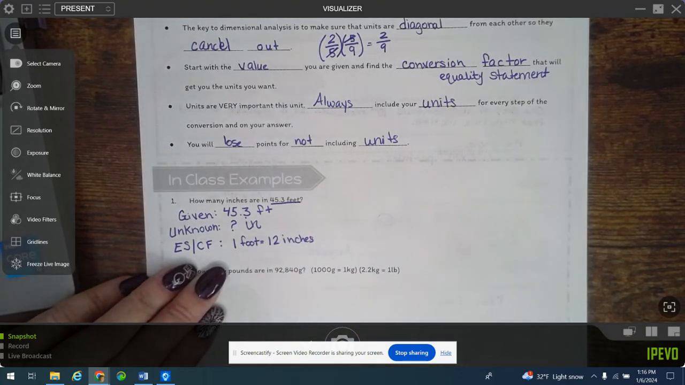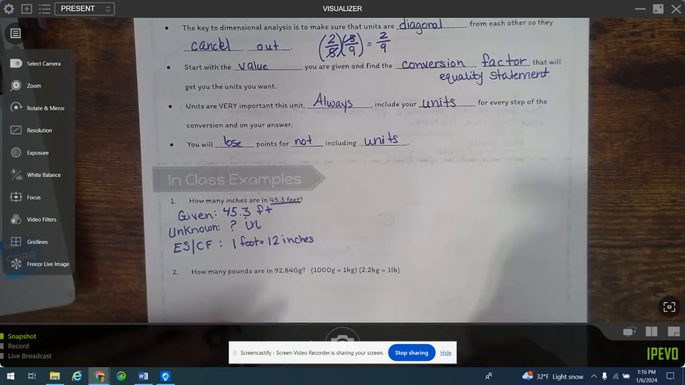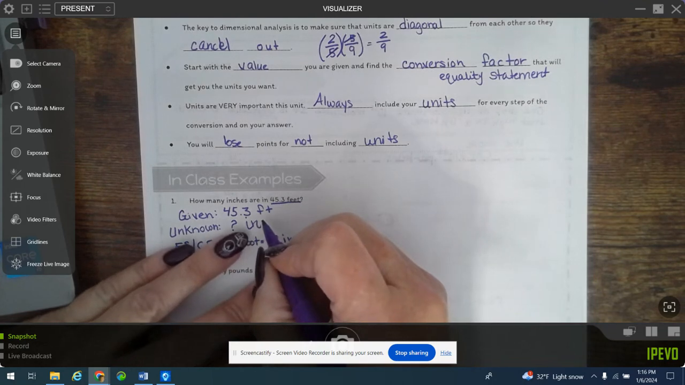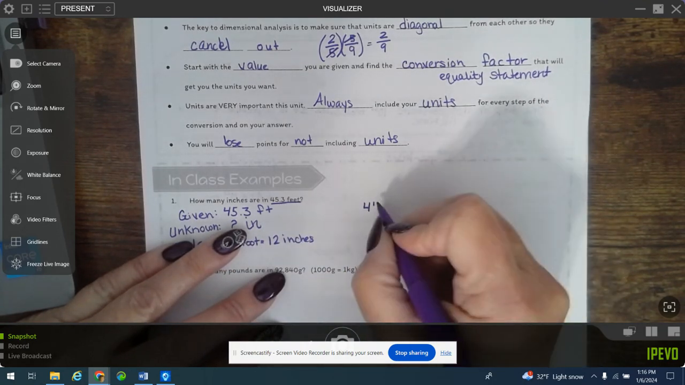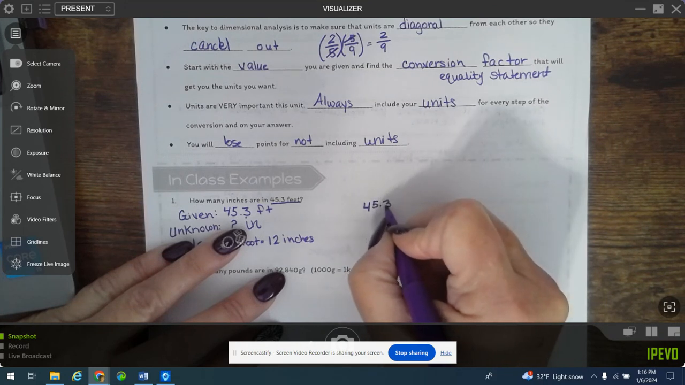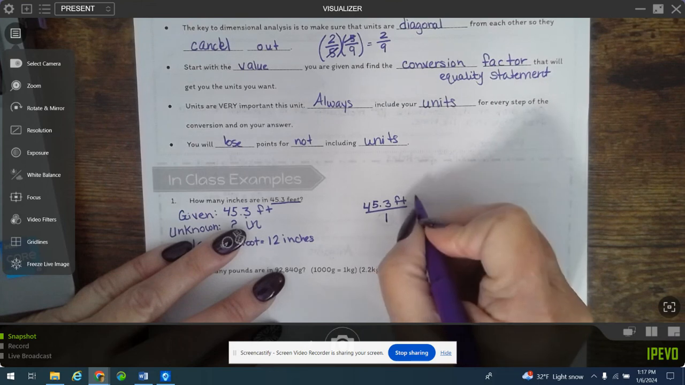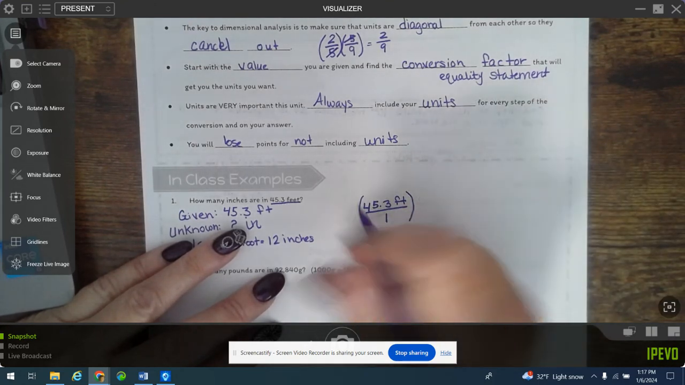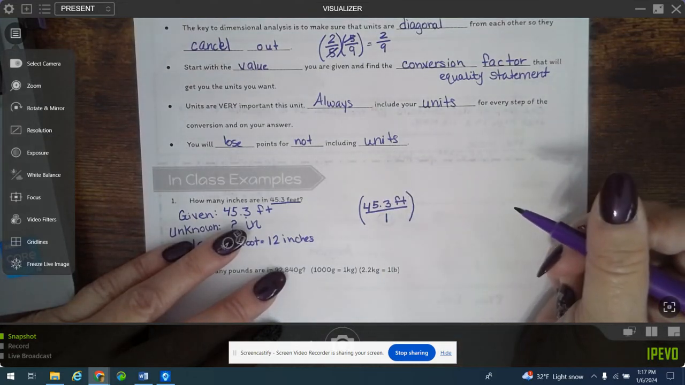Okay, so now I'm going to set up my problem. What I'm going to do is set it up as fractions. I'm going to start with my given, so I'm going to write down my given, 45.3 feet. I'm always going to put my given over 1. Just get used to that. It's 1, no units. That's always going to go on the bottom of our conversion factor.